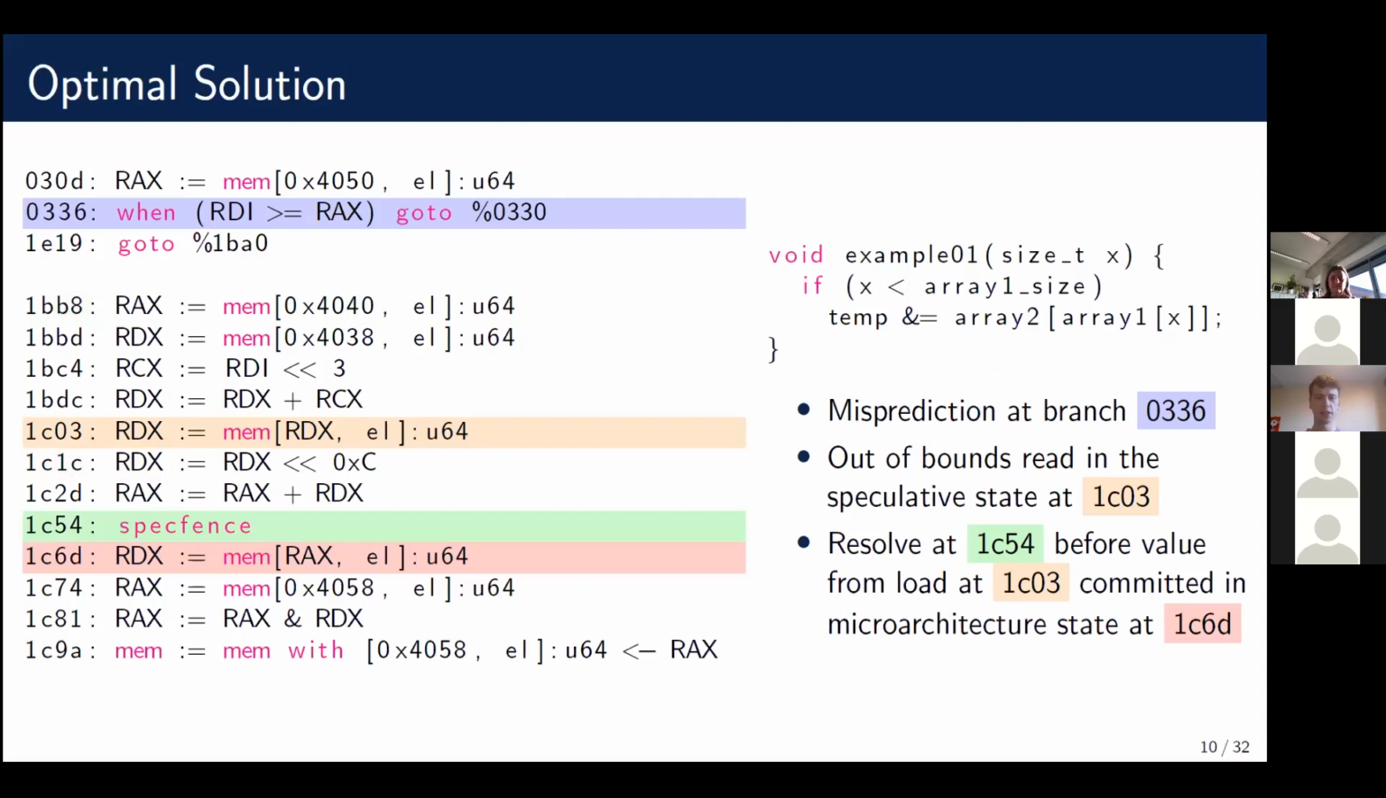We can achieve the same security with this revised solution, which places a spec fence right before the vulnerable instruction at 1C60. This permits an unbounded read to the speculative state, but prevents the value from entering the microarchitectural state. And since the speculative state is discarded on resolution, the vulnerability does not occur.